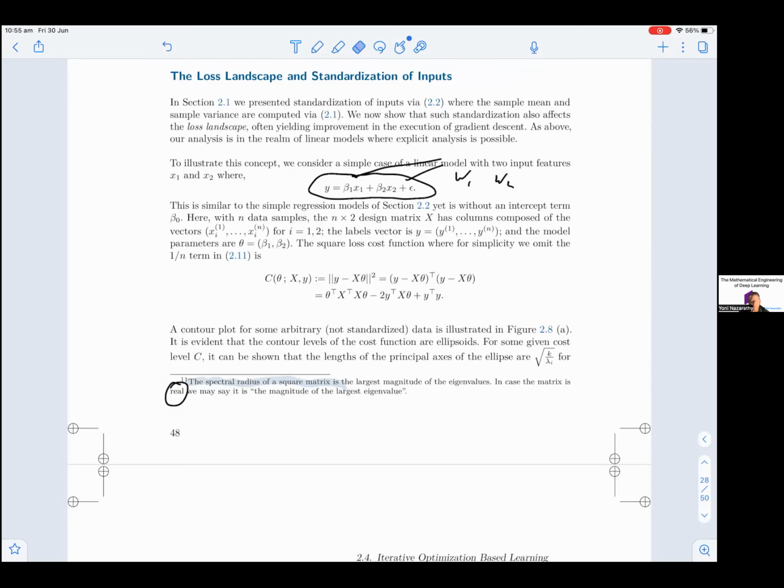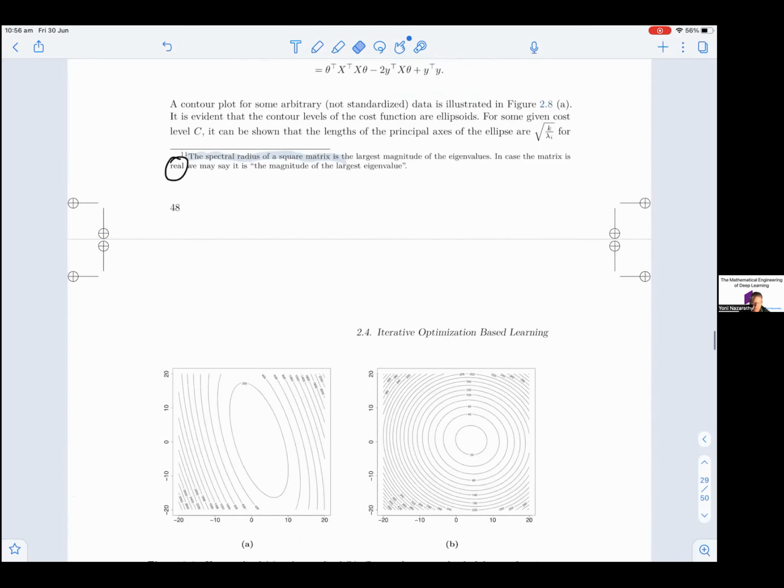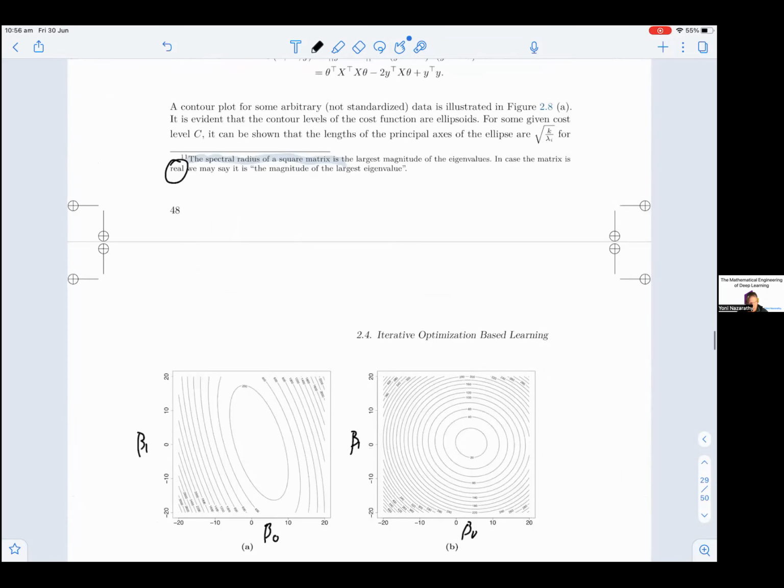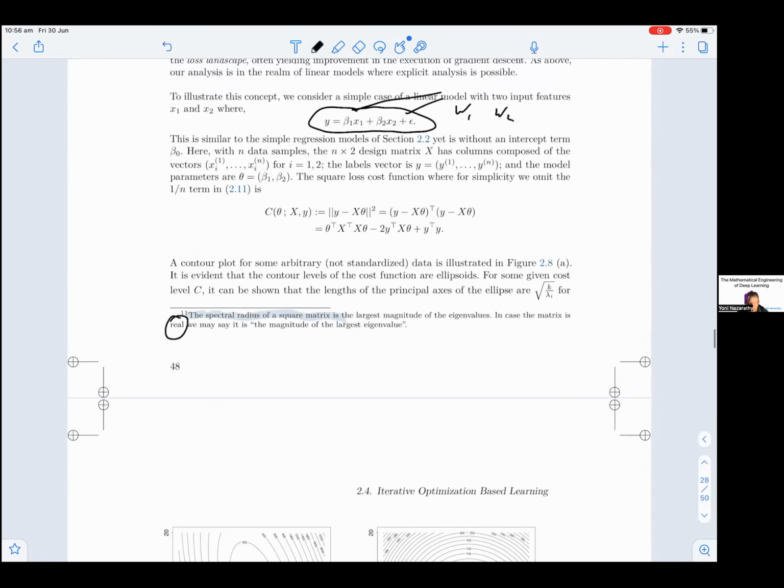A contour plot for some arbitrary non-standardized data is illustrated in figure 2.8a. So this is a contour plot of the loss, with axes beta 0 and beta 1. It's evident that the contours of the cost function are ellipsoids. They're generally ellipsoids, so that's what you get when you have this kind of quadratic loss.